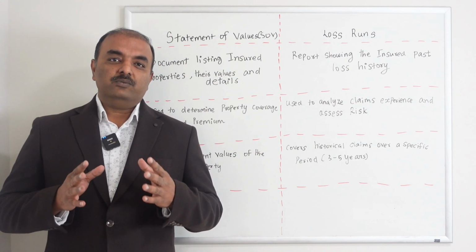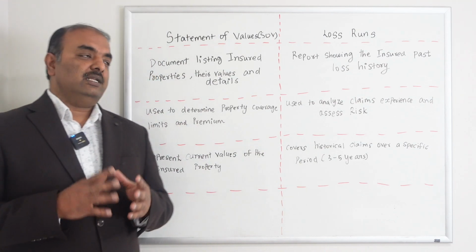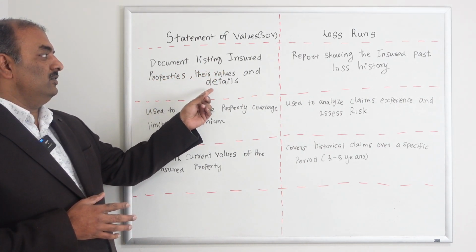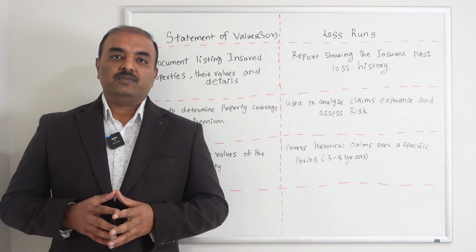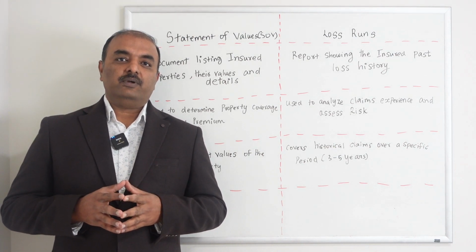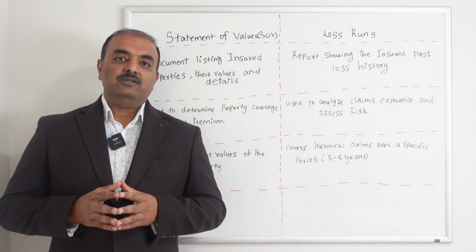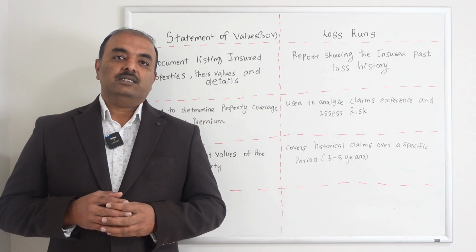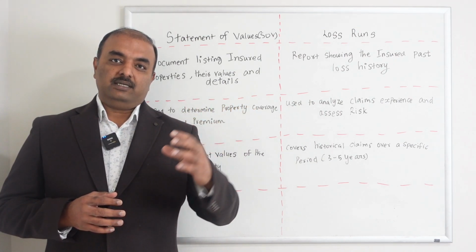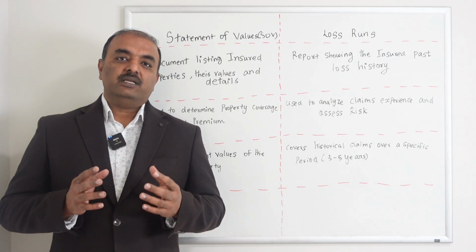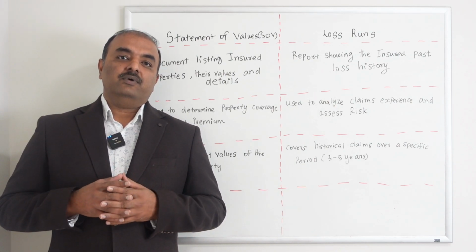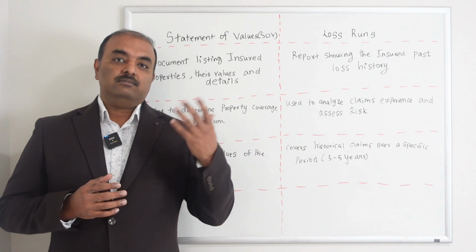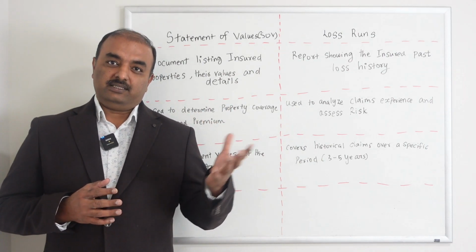To start with, what do you mean by statement of values? As per the definition, this is the document that lists the insured's property, their values, and the details. For example, if you are giving insurance for a commercial property, then the statement of values is going to have their building details, how many locations they have, and what is the total insured value for each building, etc. That way, the insurance company can determine the appropriate limit for the particular customer, right? It's getting the details about the customer and their locations, buildings, etc.